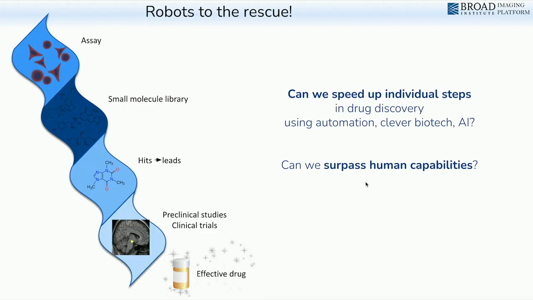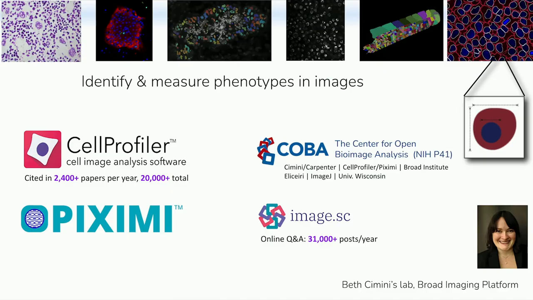But then the second question is, can we surpass human capabilities? Perhaps there are things that these systems can do better than we ever could, even if we had almost infinite time and energy to spend on them. So we'll look at some examples today. I think imaging is, because computer vision is so advanced, an advanced section of AI, we have really benefited from that in biology. And so it has become easier and easier to identify and measure phenotypes in images.